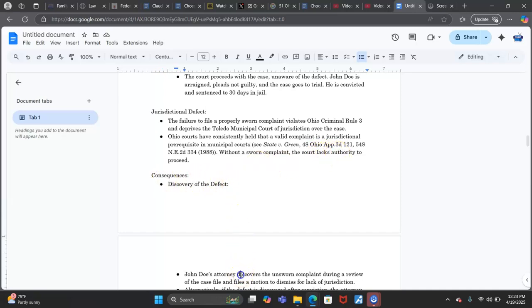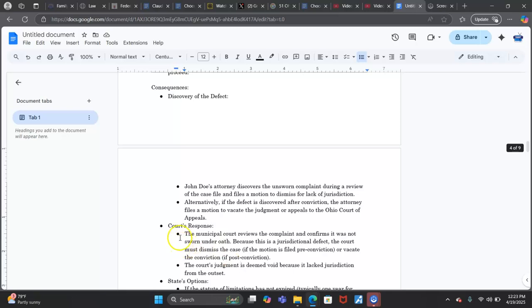Consequences: discovery of the defect. John Doe's attorney discovers the unsworn complaint during a review of the case and files a motion to dismiss for lack of jurisdiction. I think it would be too late to file a motion to dismiss. I wouldn't. It's too late to file that.